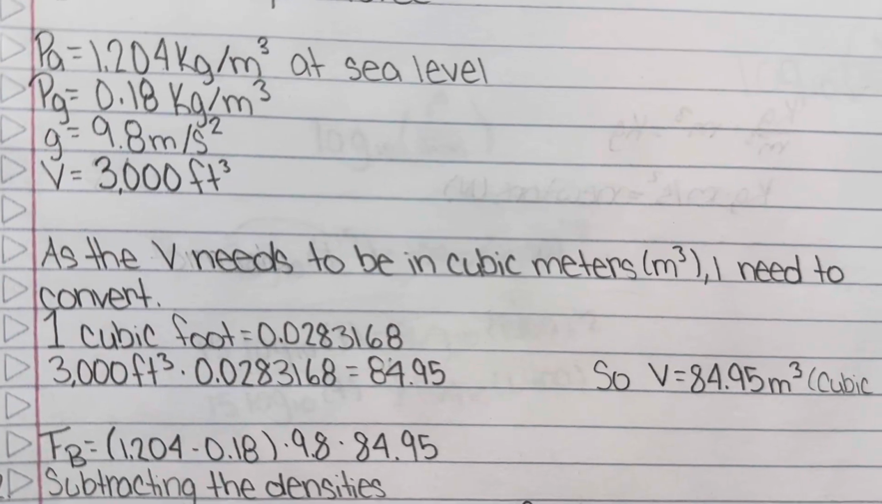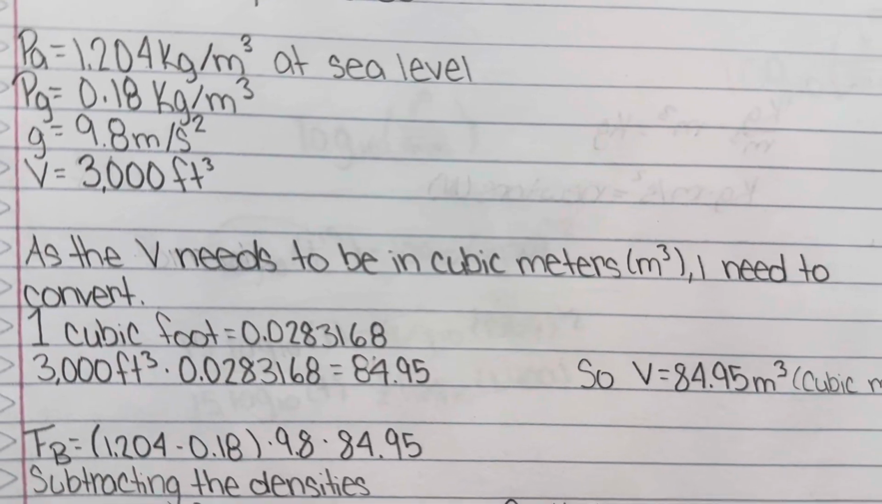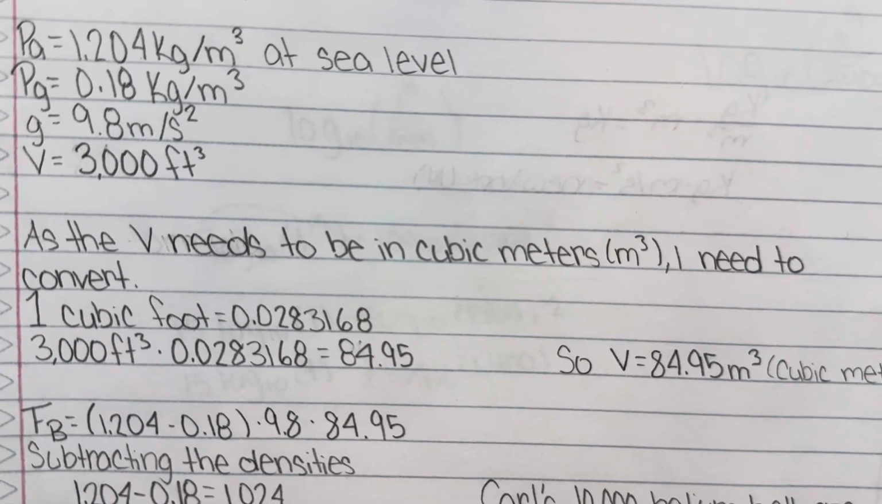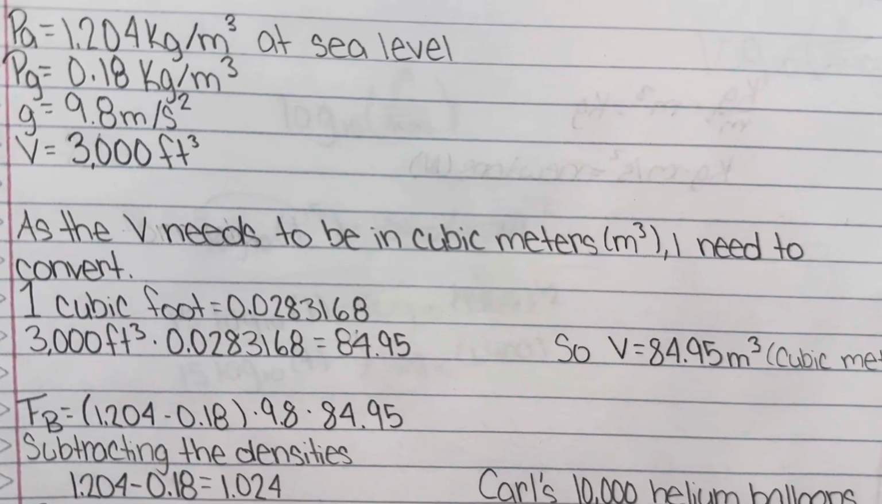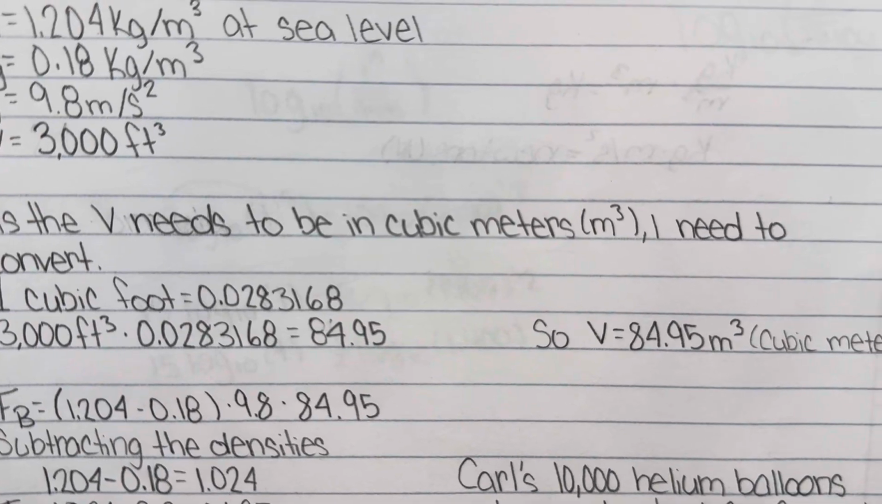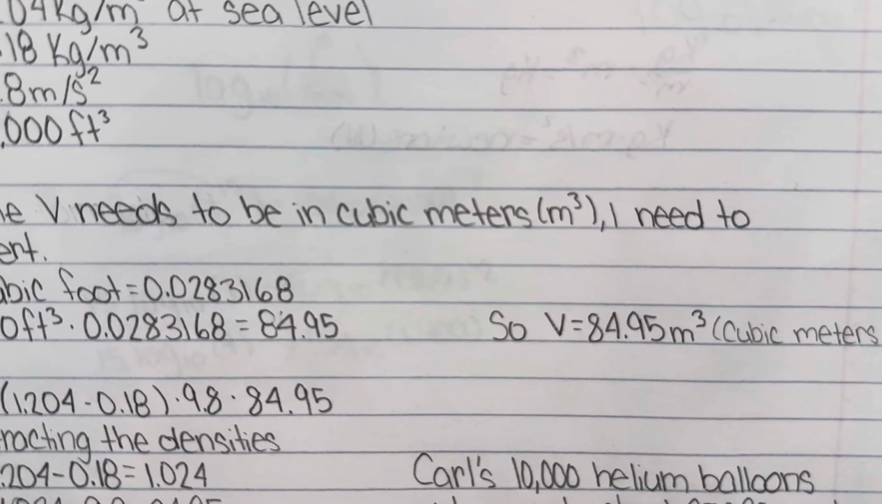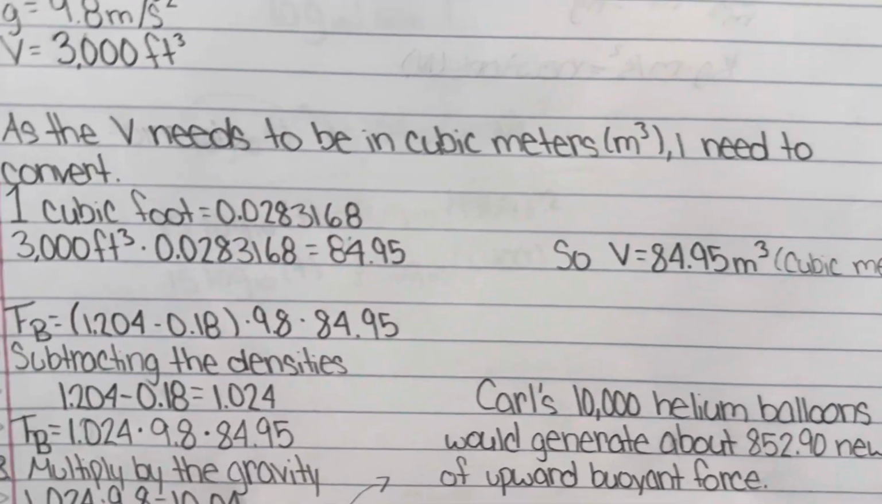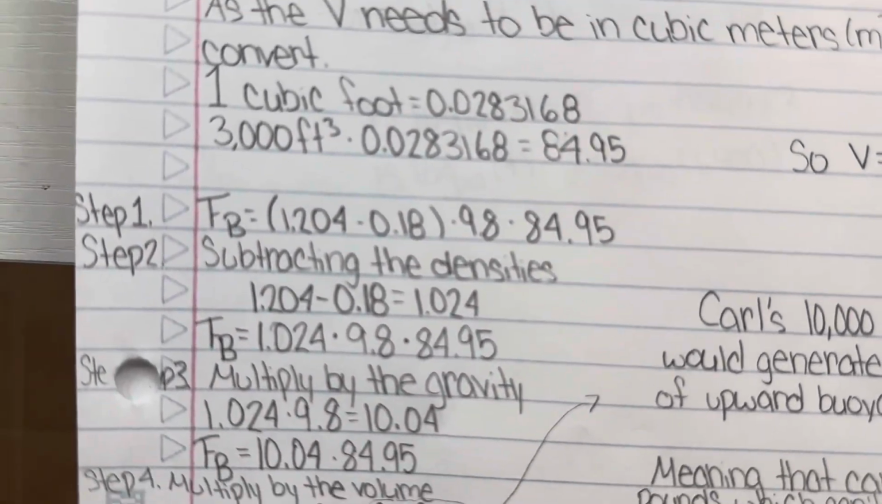So 1 cubic foot equals 0.0283168 cubic meters. So times that by 3,000 is 84.95. So the volume of gas is 84.95 cubic meters. So it's really easy to solve.